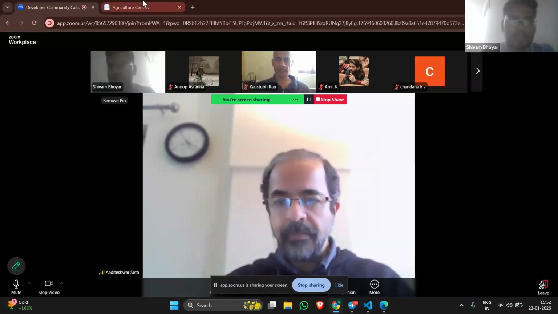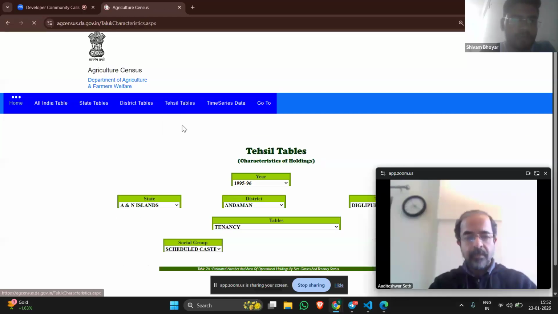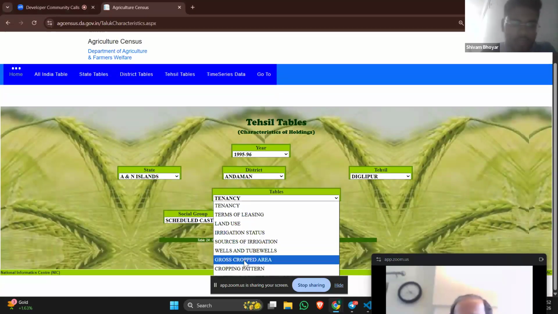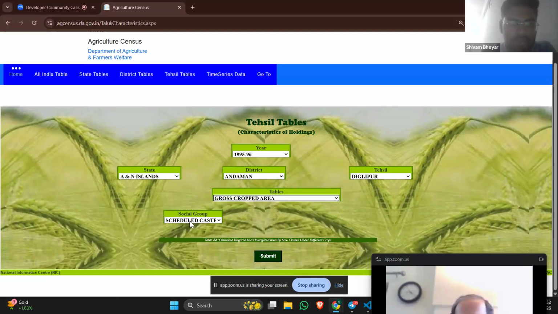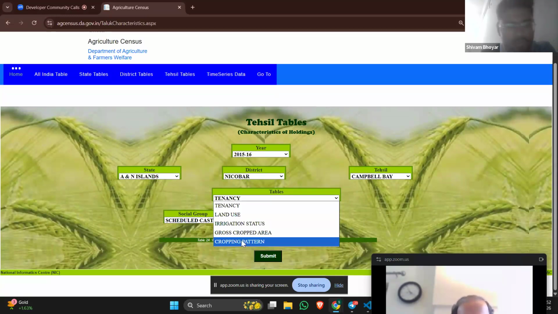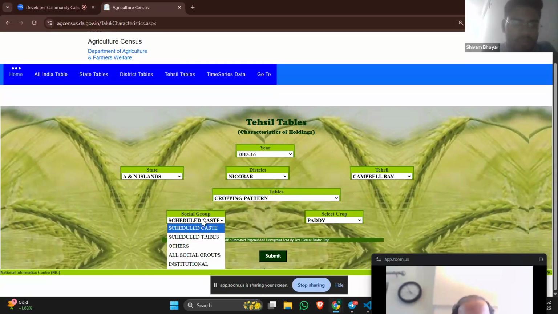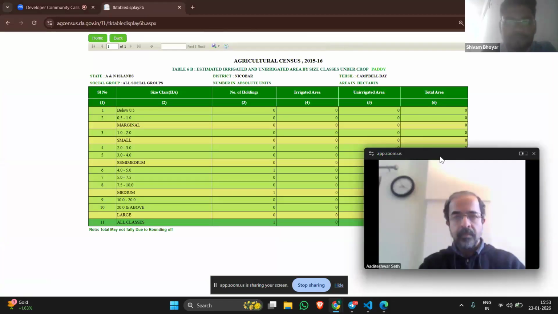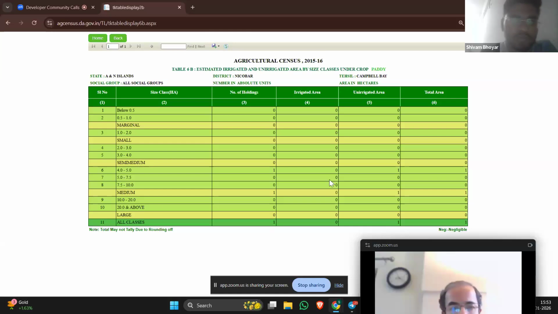So I've been collecting data from this government website, which displays the data of the crops grown and in how many hectares. This is the interface. We first select year, state, district, tehsil, and then the table section. We go to crop pattern, and in social group, select all social groups so that the total number of hectares is covered. When we click on submit, you can see the data.